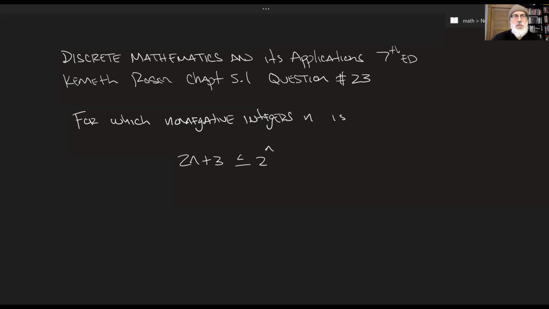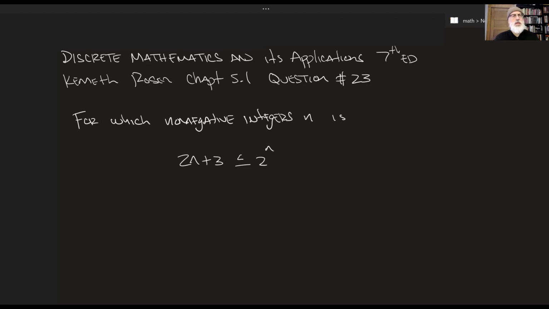Hello. We are doing another Discrete Mathematics and Its Applications problem. I am using the 7th edition, so for me this is chapter 5.1, question 23. If you're using a different version, the chapters and questions might not align, but the problem should be in any edition of this book or different books. Hopefully, if you are searching for the problem itself, the Rosen discrete math part won't matter.